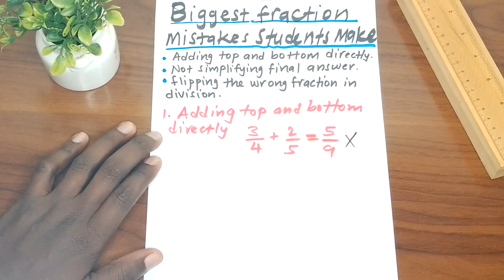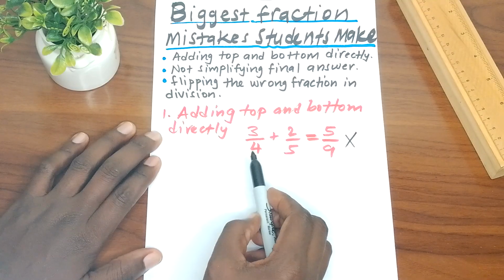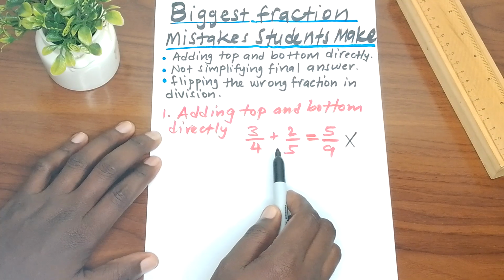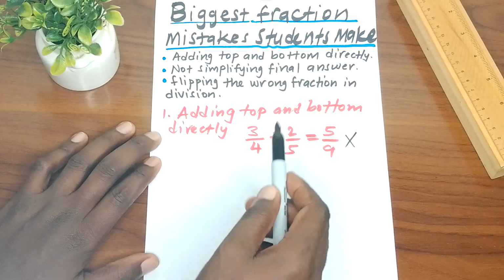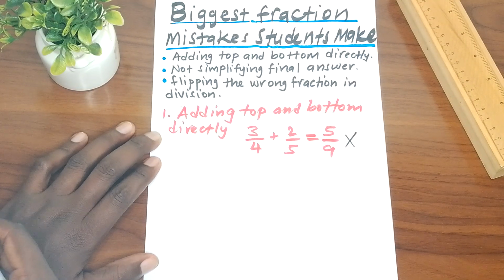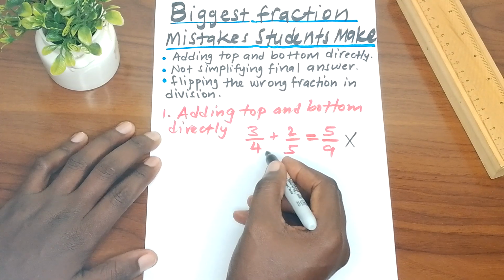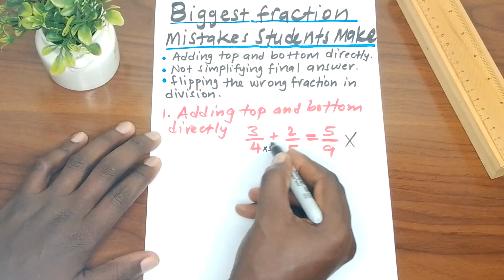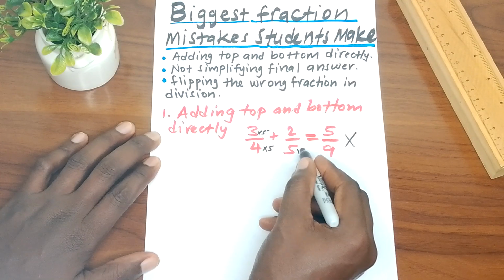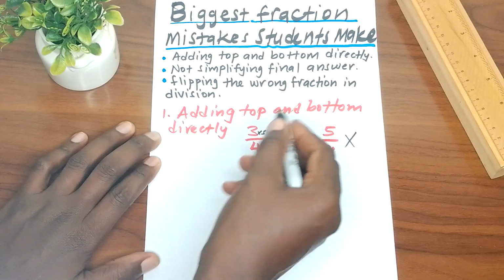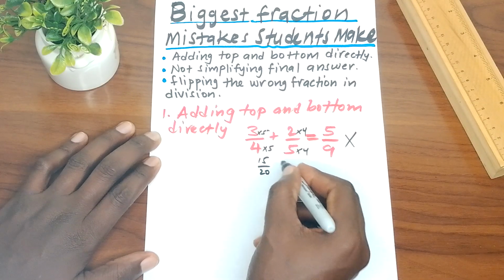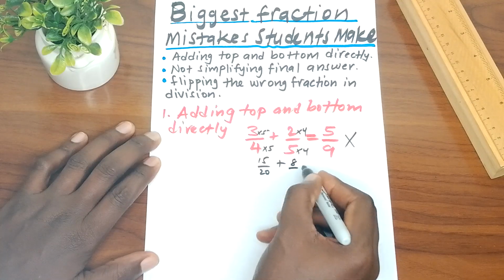So what you need to do is to know the basic rule that we have to change the denominators to have the same common denominator, and then you will be able to write this fraction. For example, here we can fix it by multiplying here times 5, times 5, times 4, times 4, to get your new fraction as 15 out of 20 plus 8 out of 20.